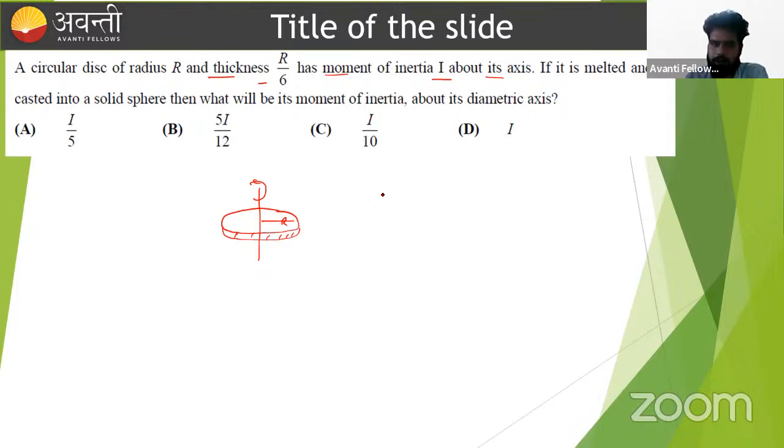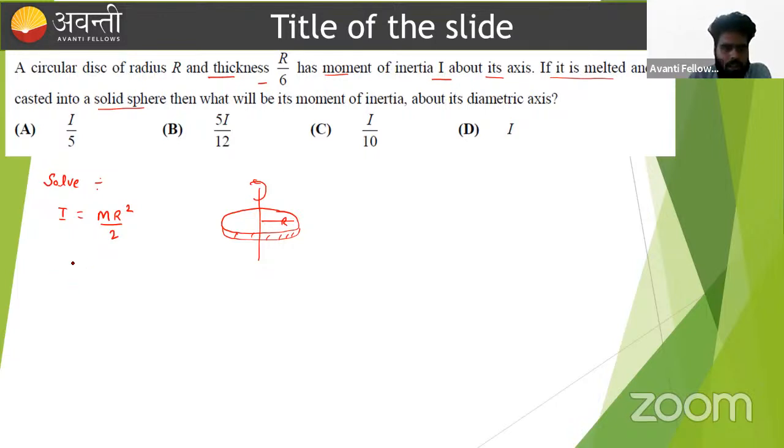So what is the moment of inertia of the disk about the axis passing through the center of mass? We know the formula, and we also remember all the formulas of moment of inertia. What is the formula, beta? If the mass of the disk is m, the formula will be mr square by 2. I hope this is clear. And again, the question says that if it is melted and casted into a solid sphere, then what is conserved here? We can say if one object is made into some other shape, then the volume always remains the same, because the mass and the quantity always remain the same.